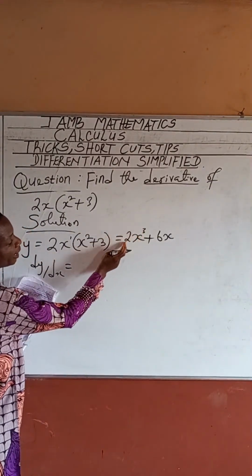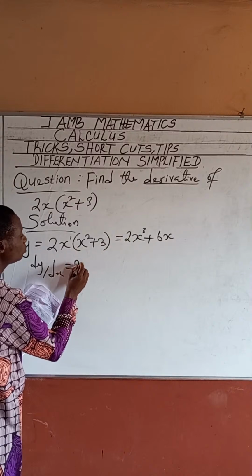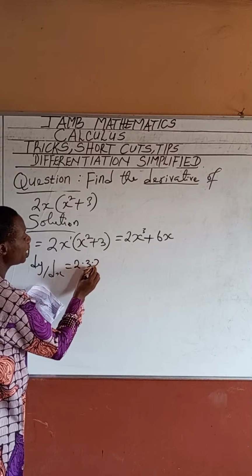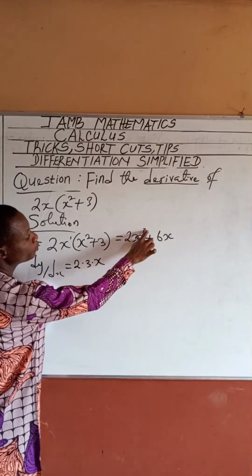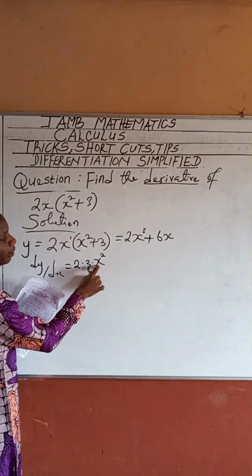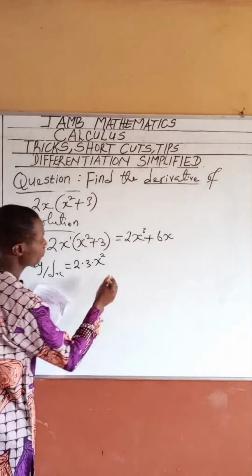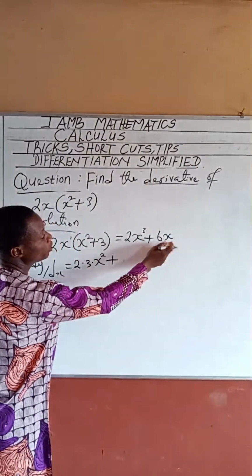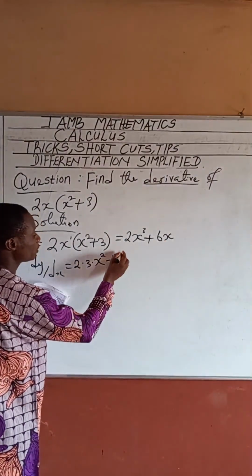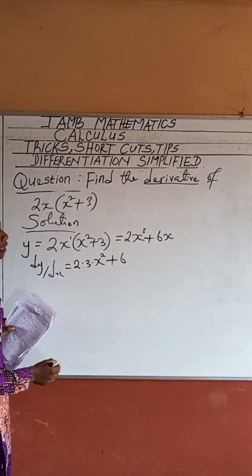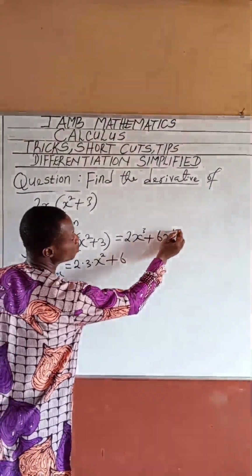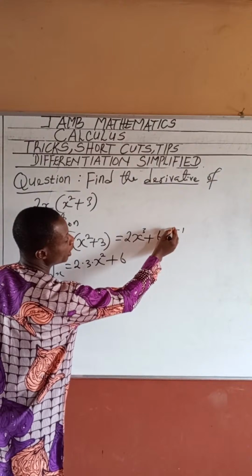Differentiating it, bring 3 here. We now have 2 times 3, then x. Then subtract 1 from 3, that gives 2 as the exponent on x. Then plus, when you differentiate just a letter like x, you have only 6 left, because this was 1 here. Then minus 1. 1 minus 1 is what?